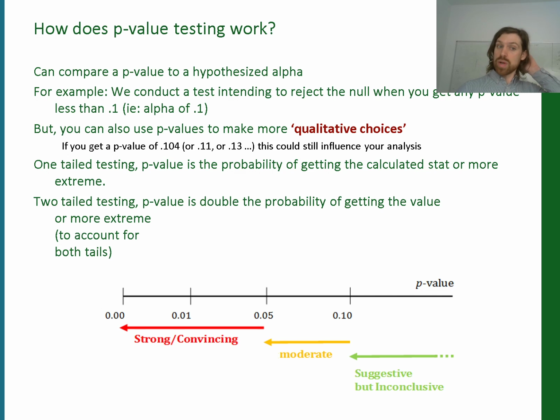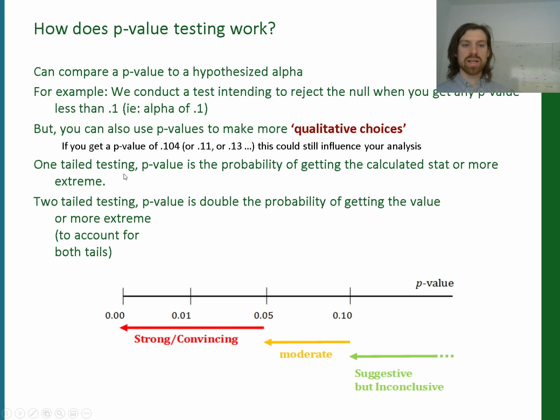So how do we use p-values? Well, we compare the p-value to the hypothesized alpha value. So for example, we conduct a test intending to reject the null hypothesis, and you get a p-value of less than 0.1. But you can also use p-values to make more qualitative choices. Yeah, okay, fine. It could still influence your analysis even if it's not significant, but you wouldn't be able to say with certainty that an effect was present. It might influence how you redesign future studies and do more sampling, but you really need to be careful about your scientific process here.